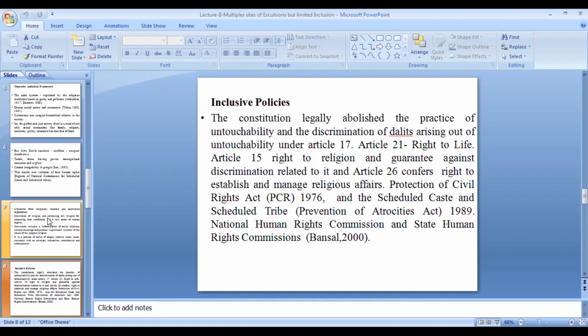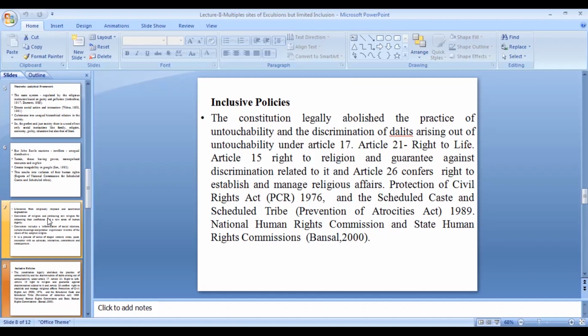Now the Constitution legally abolished the practice of untouchability and the discrimination of Dalits arising out of untouchability under Article 17. Article 21, right to life, is also there. Article 15 talks about right to religion and guarantee against discrimination related to it. Article 25 confers the right to establish and manage religious affairs. There are different acts like the Protection of Civil Rights Act 1976, and the Scheduled Caste and Scheduled Tribe Prevention of Atrocities Act 1989.